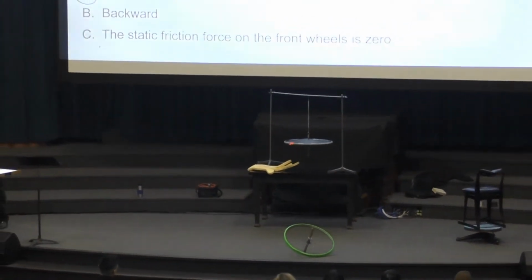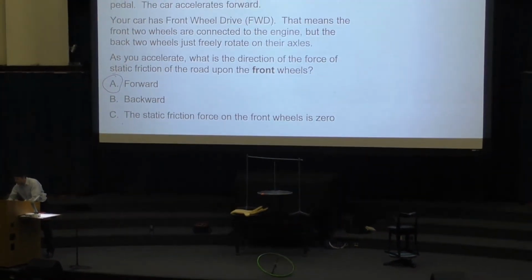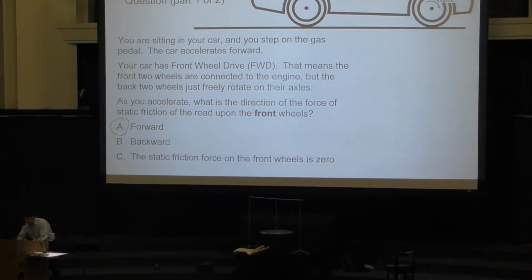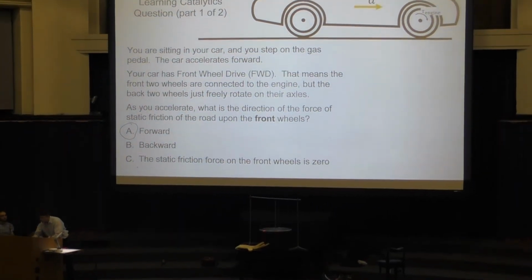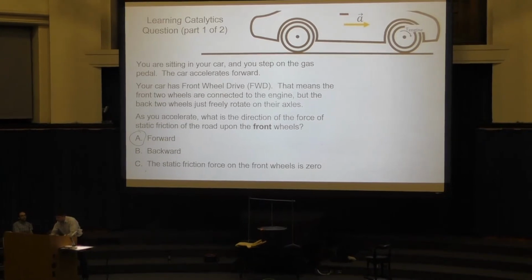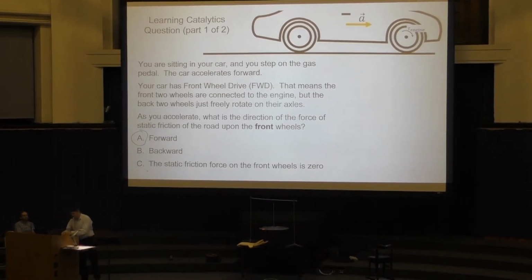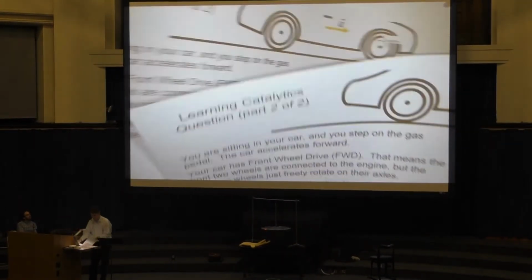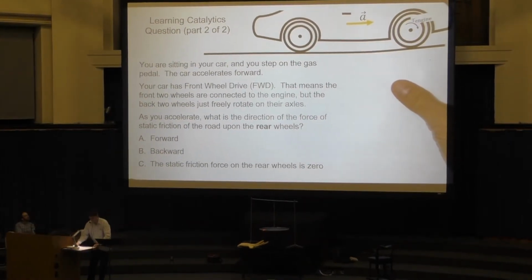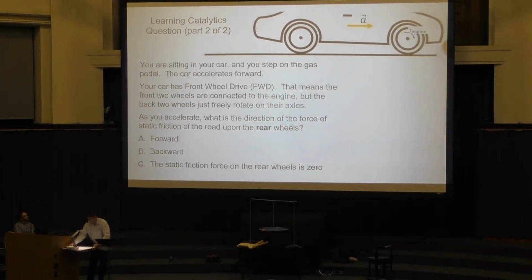Next question, very similar to the question you just answered. But I want to ask you about the rear wheels. The ones that are not at all hooked to the engine. Is there a force of static friction on those free to rotate wheels? And if so, is it forwards or is it backwards? Think about that. Again, try to convince your neighbor.